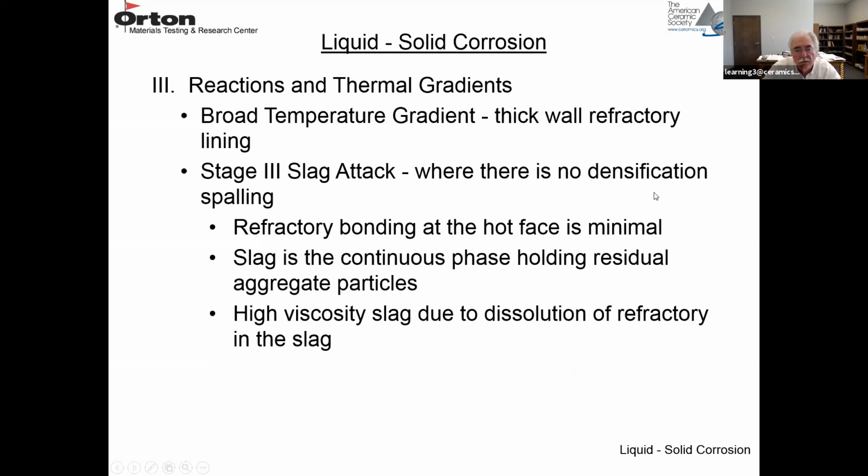If you have no densification spalling, then you go into stage 3 slag attack. So now the refractory bonding at the hot face is minimal. Basically, the matrix is gone. The slag is now the continuous phase holding the coarser particles together. And you have a high viscosity slag in contact with the refractory because you're dissolving the high temperature material or the refractory into the slag.